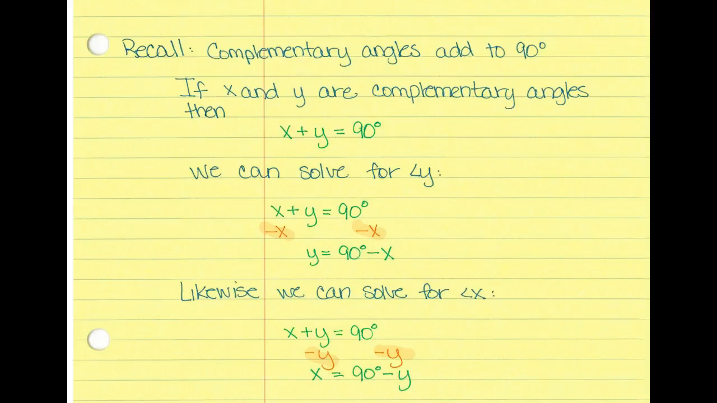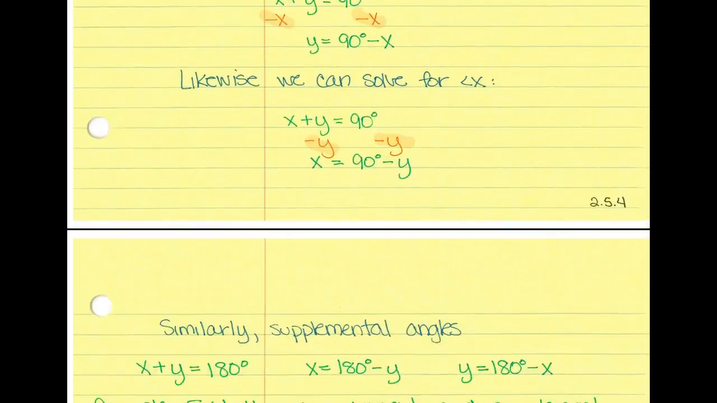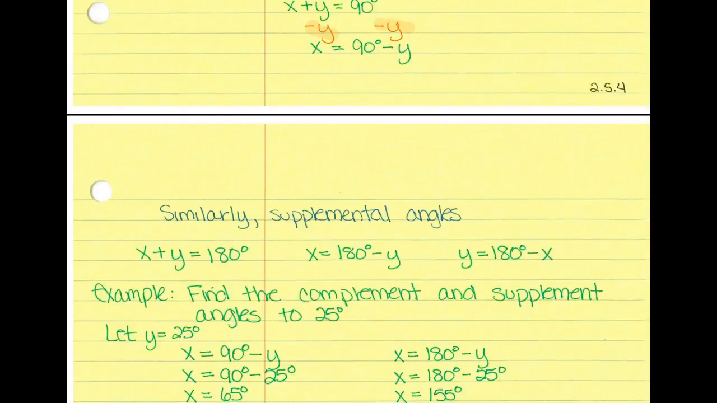And we can say the same thing for supplementary angles. Two angles that add to 180, well, we can solve for our supplementary angles by saying the same thing, x plus y equals 180. But that also means that x equals 180 minus y, and y equals 180 minus x.